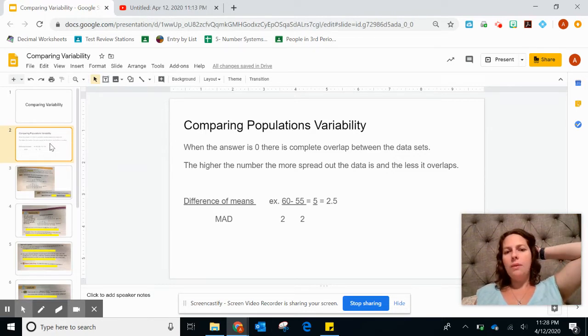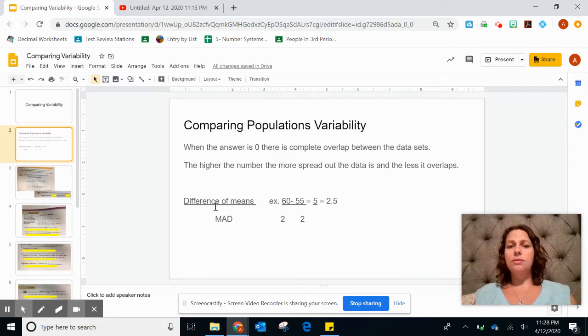Okay, so the way we actually find this is, here's our formula right here. We're going to find the difference of the means. So they're going to give you two means, and for the difference, we're going to subtract them, and then we're going to divide it by the MAD. They're going to give you the MAD too, usually. So you're going to have all these numbers. You're just going to have to plug it in here. So find the difference of the means, so subtract them, and then divide it by the MAD.